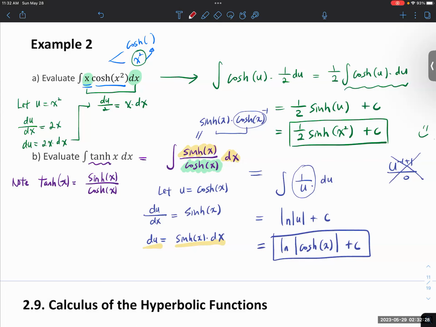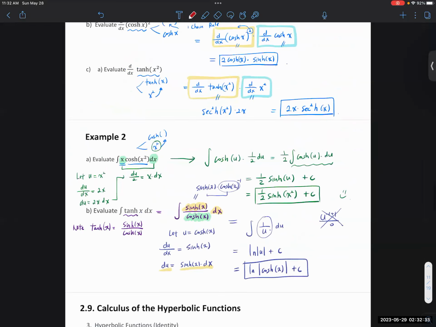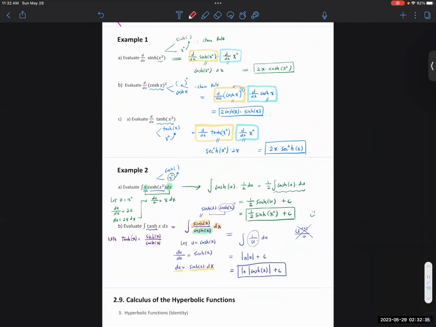Now we're going to do a couple more examples. So far we practiced how to take the differentiation and integral of the hyperbolic function. Since this concept is very similar to the trigonometric functions, I'm going to prove a couple of hyperbolic function identities. So let's take a look at that.